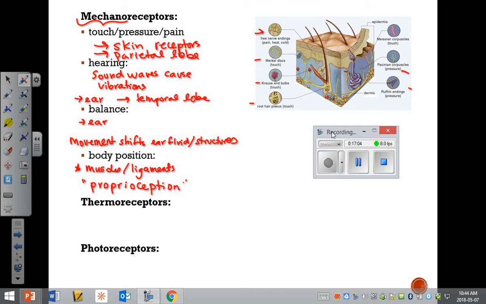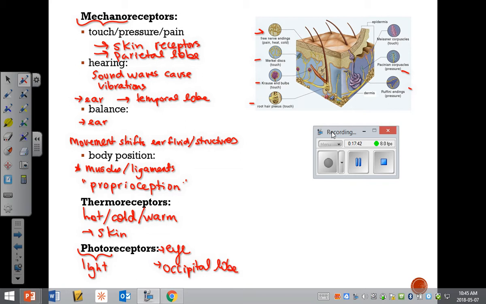Now you also have things that are specifically thermoreceptors. So this is for hot, cold, warm, or anything in between. These are found in your skin along with all the touch, pressure, and pain receptors. And then lastly, you have photoreceptors. Photo means light. So these are light receptors. So these are in your eye. And the occipital lobe would be the first place that that kind of information is analyzed.